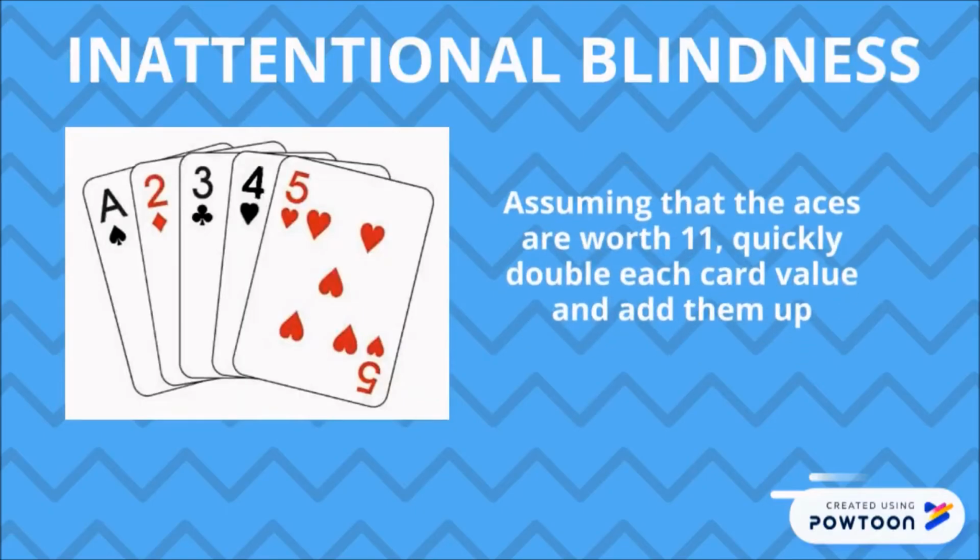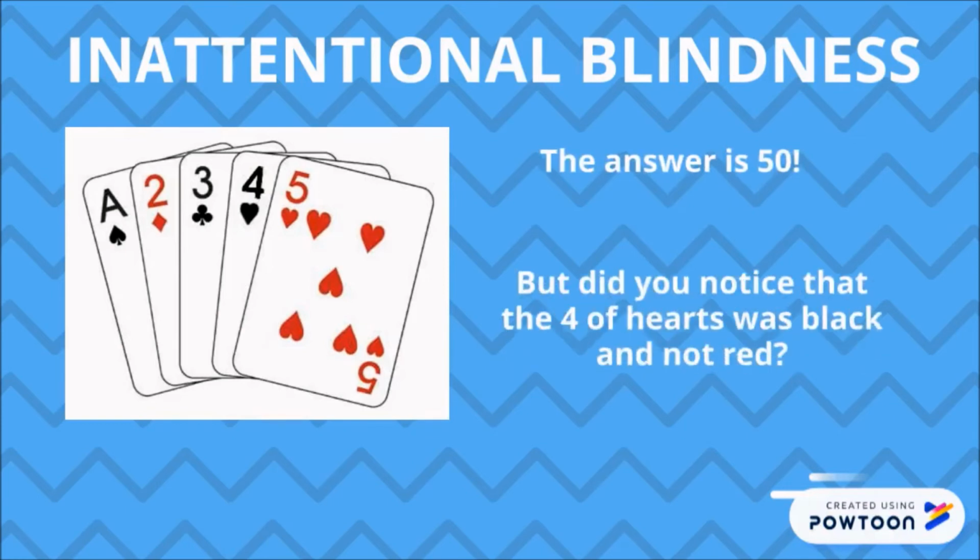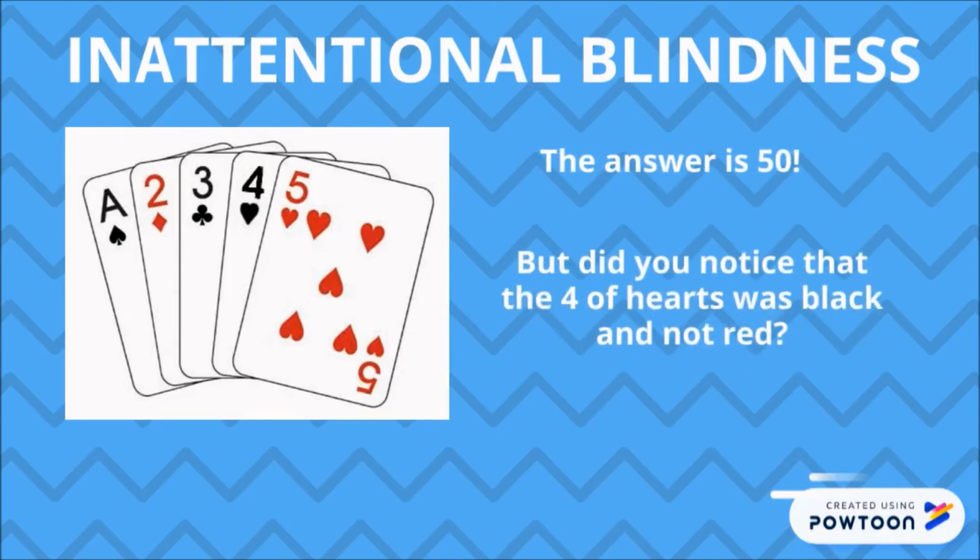Assuming that the aces are each worth 11, quickly double each card value and add them up. The correct answer is 50. But did you notice that the 4 of hearts was black and not red like the standard deck of cards? You may not have, and that is due to inattentional blindness.